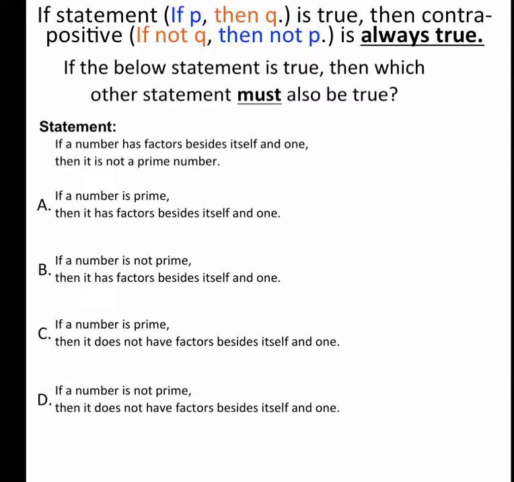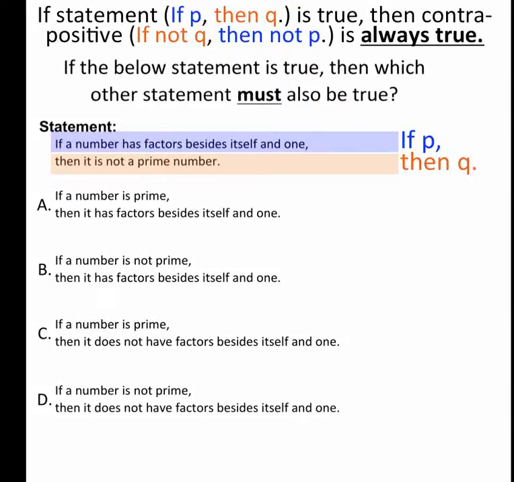So I'm going to go through this statement, and I'm going to figure out what P and Q are. Then I'm going to go through the other four statements and figure out which one is if not Q then not P, and therefore is the contrapositive, and therefore must be true. So my statement reads, if a number has factors besides itself and 1, so that's the if P part, then it is not a prime number. That's the then Q part.